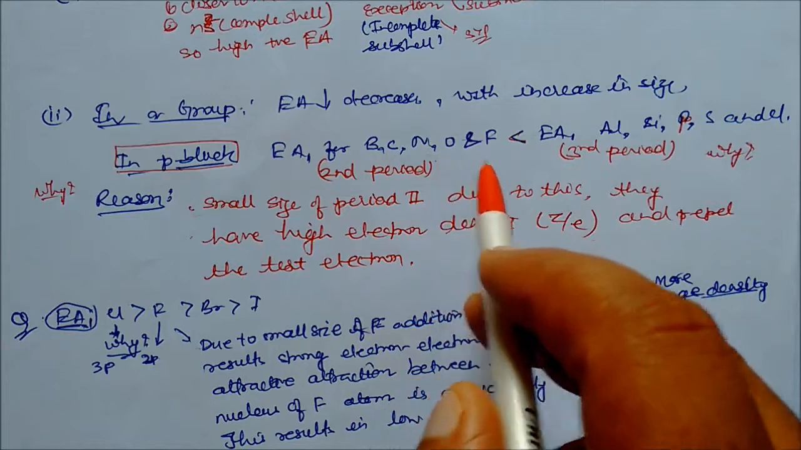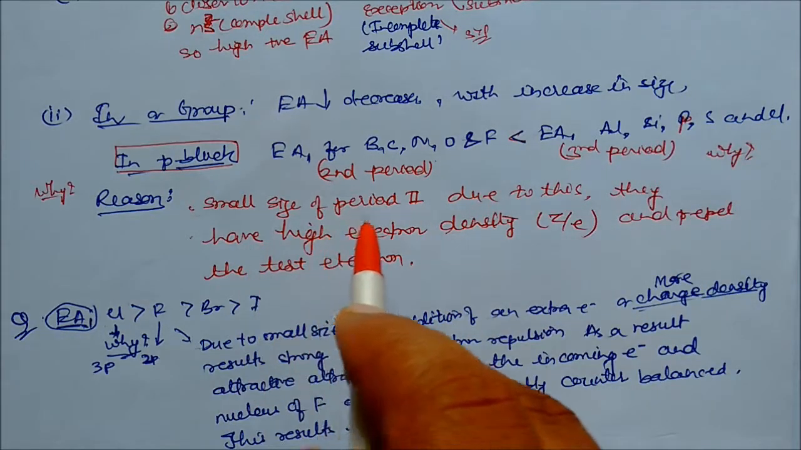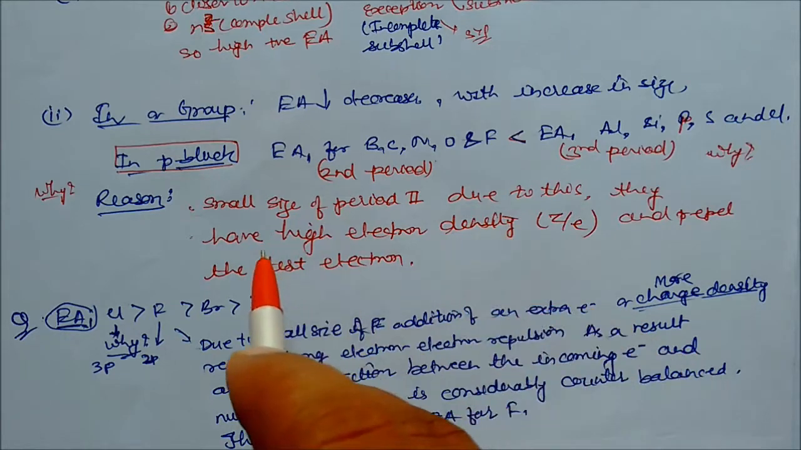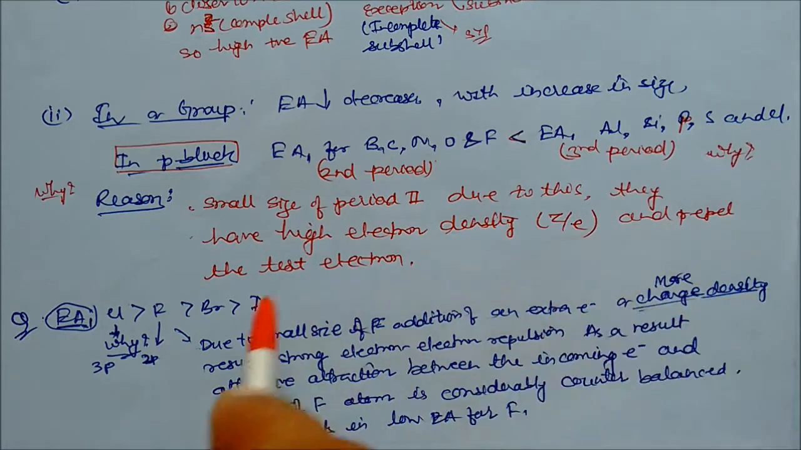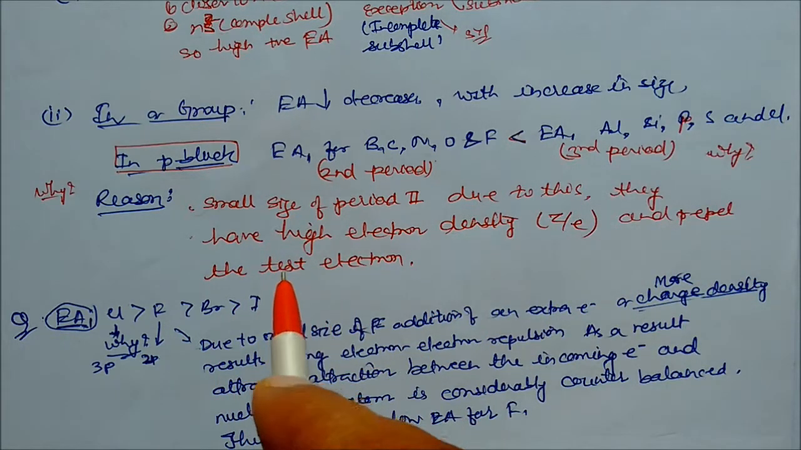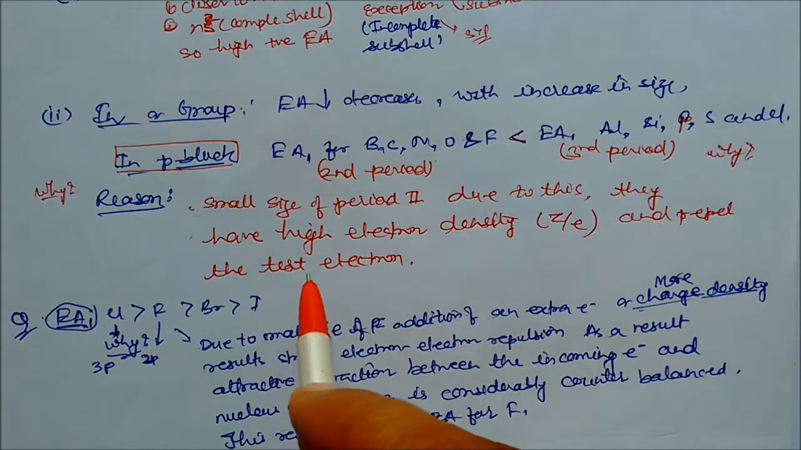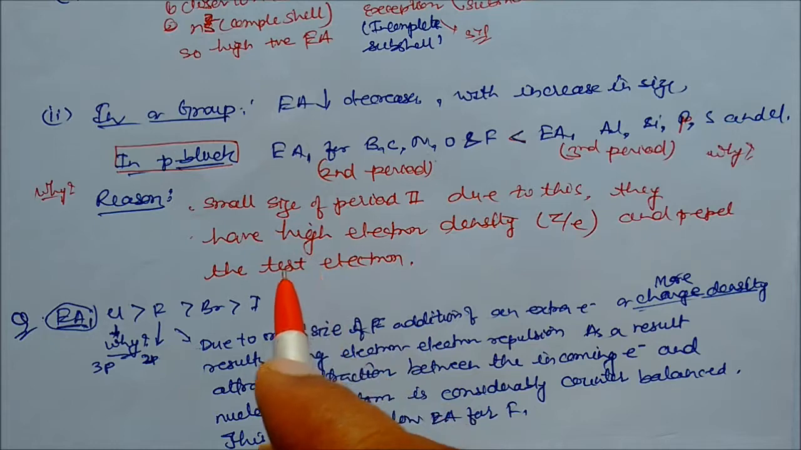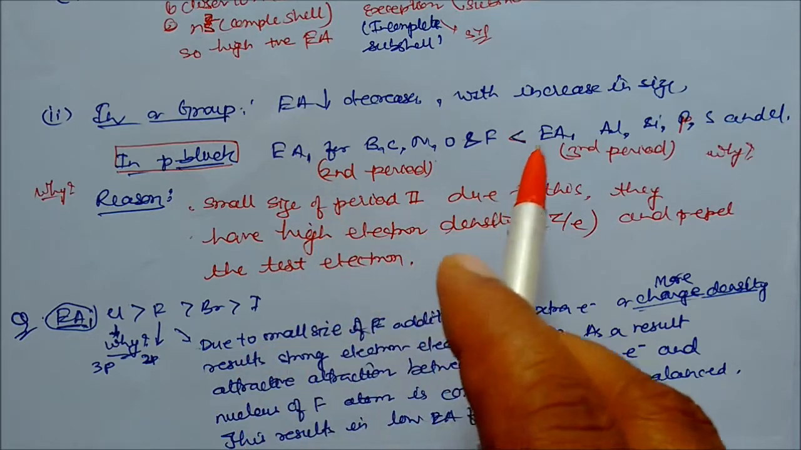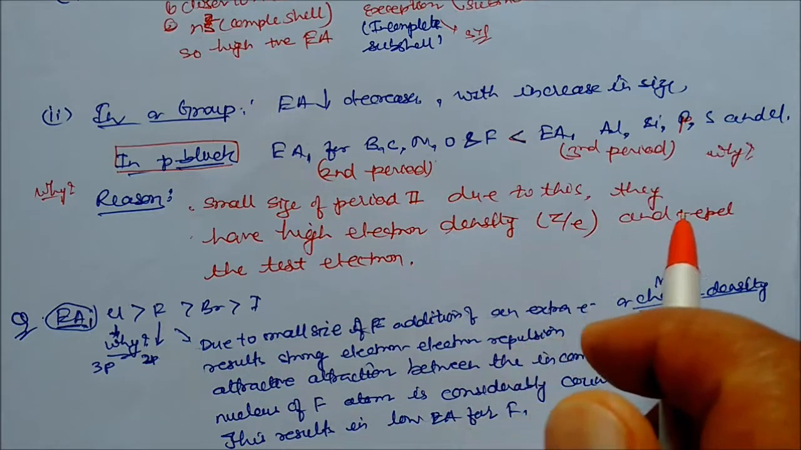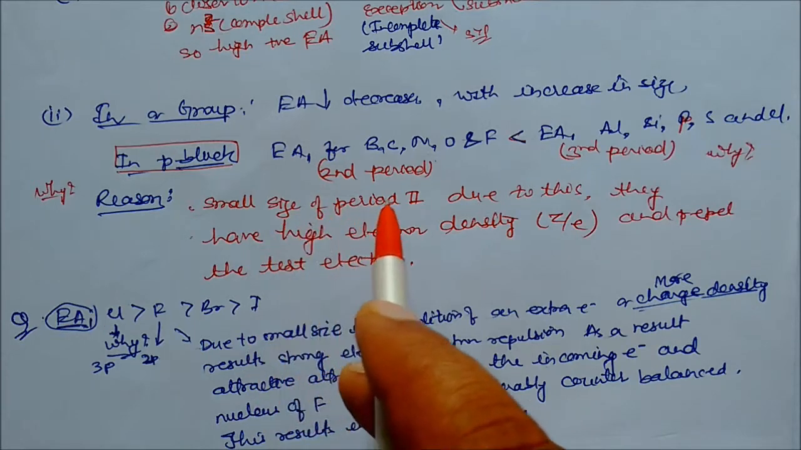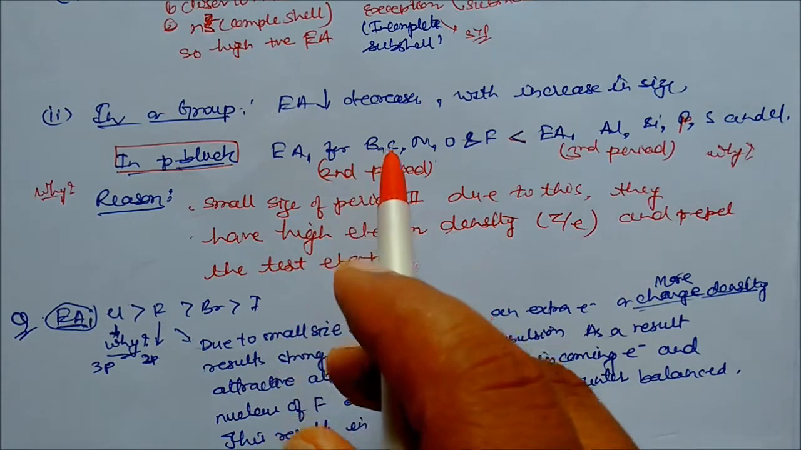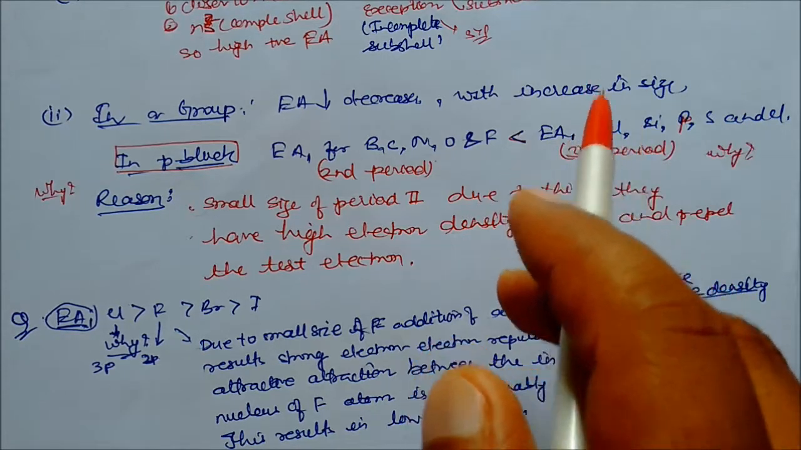So why is it higher? Because of the small size of period 2. Due to this, they have high electron density. Then what happens? They will repel the test electron. So what is a test electron? It means the incoming electron. So when this incoming electron comes to this element and is added, the first electron affinity will be lesser, and for this one the first electron affinity will be higher. So this is the reason. Due to the small size, they have high electron repulsion. So here energy will be less, here energy will be high.